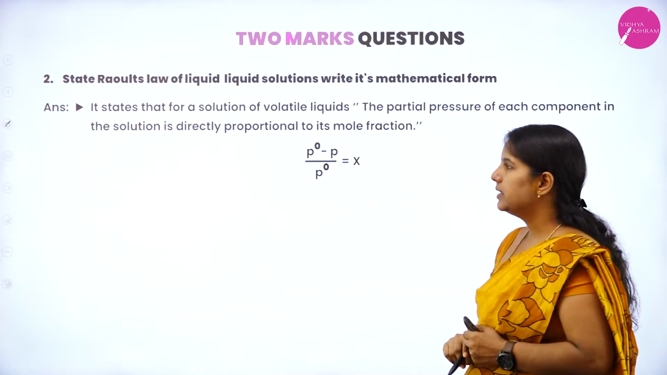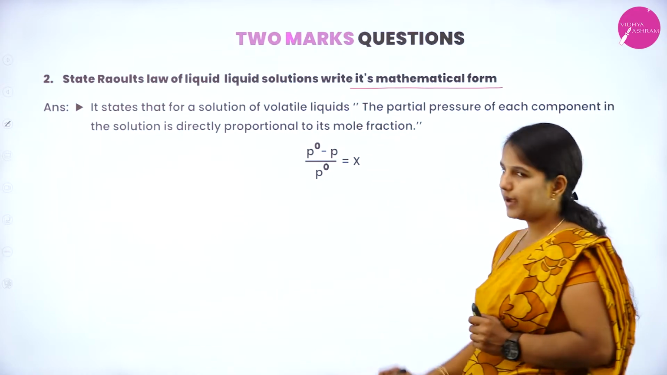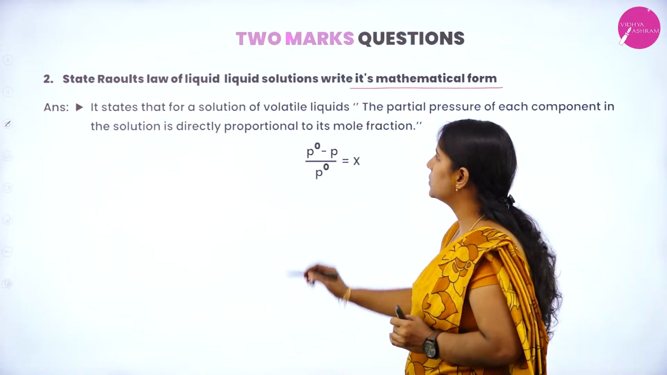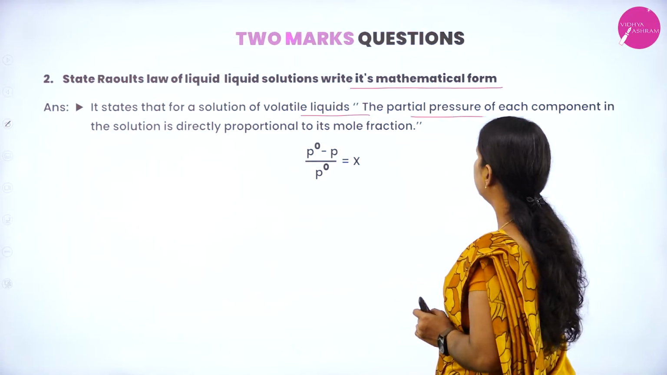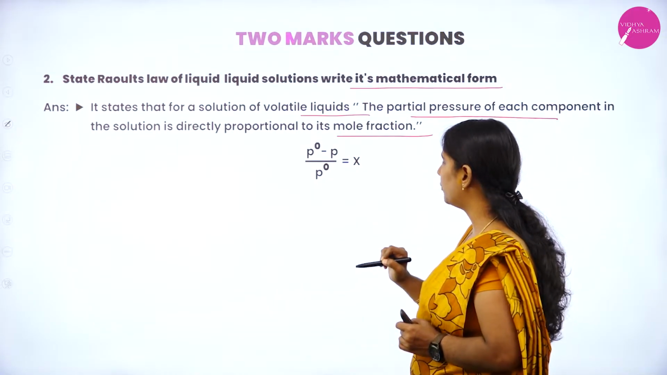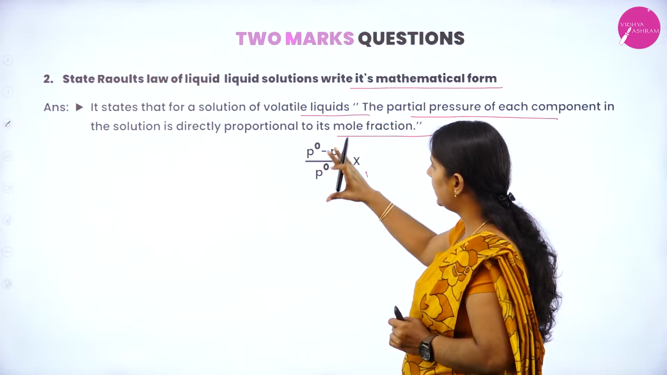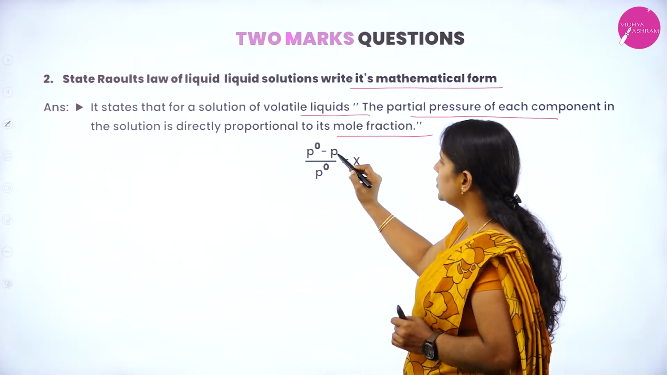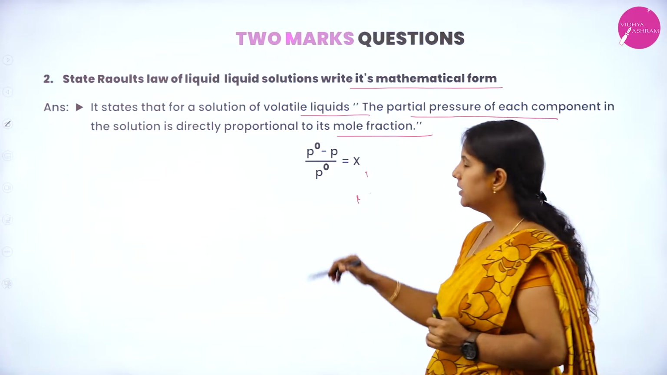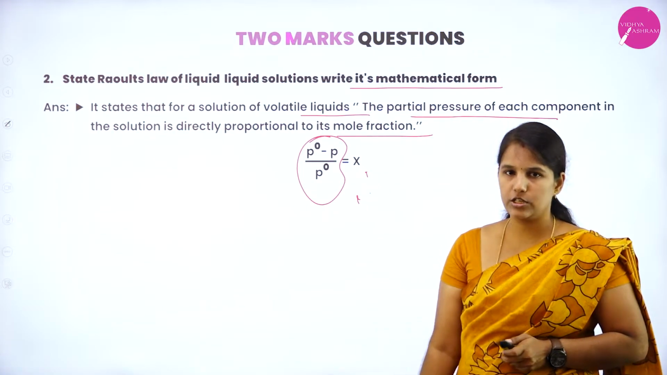Next, state Raoult's law for a liquid solution and write its mathematical form. Raoult's law states that for a solution of volatile liquids, the partial pressure of each component in the solution is directly proportional to its mole fraction. Since it is stated for the liquid solution, it relates the partial pressure of the initial state and final state as (P0 - P) / P0 = x. This is how the partial pressures of individual components are related to mole fraction.